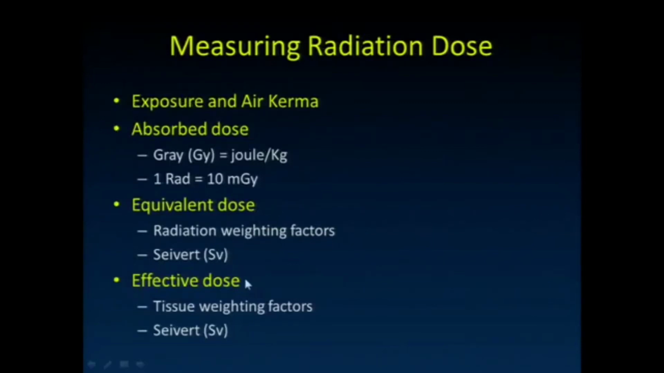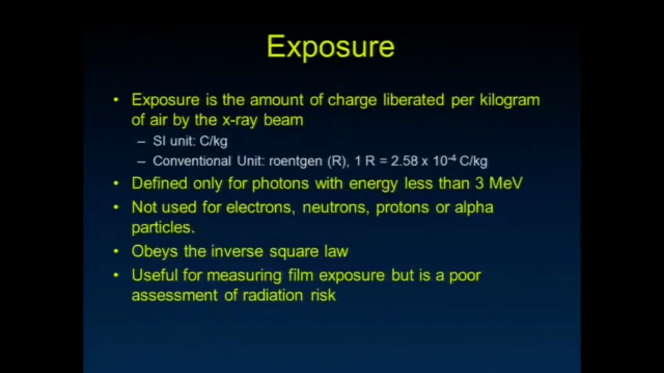And then effective dose is the thing that we're going to utilize to help quantify what the population effects of radiation are. So the stochastic effects on the population. What is the probability that it induces a cancer, and how many cancers would be induced, let's say, in 100,000 people or so. So let's start with exposure.